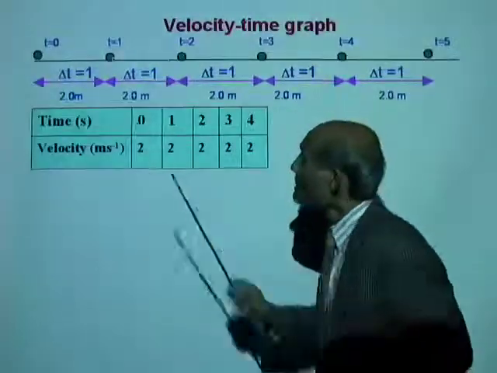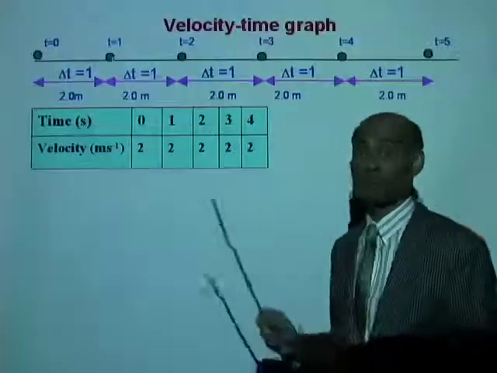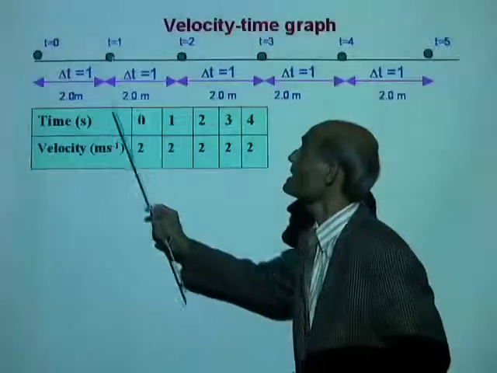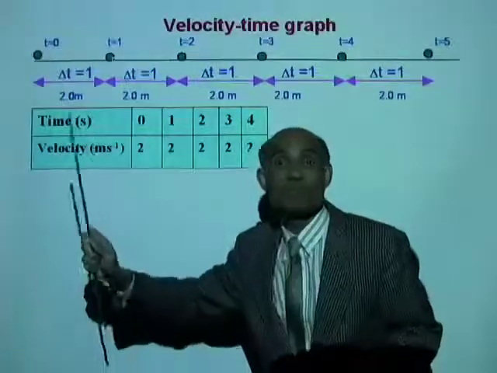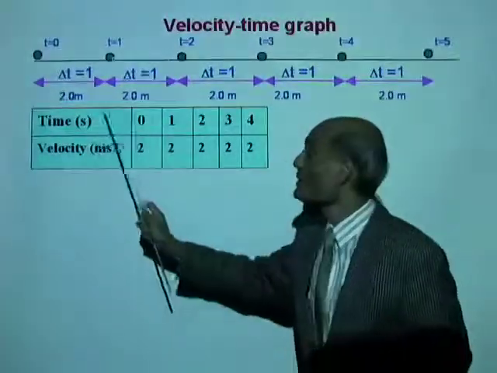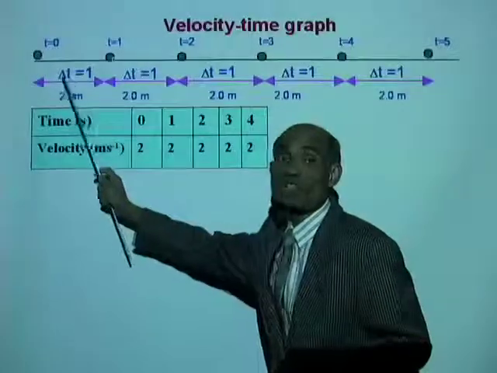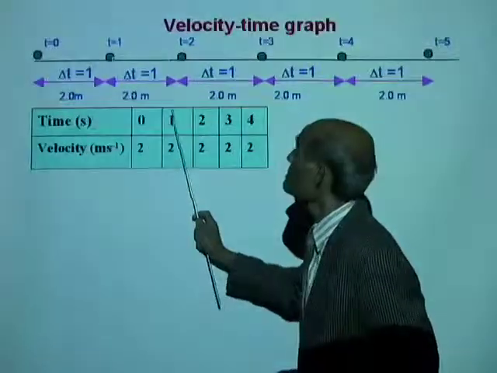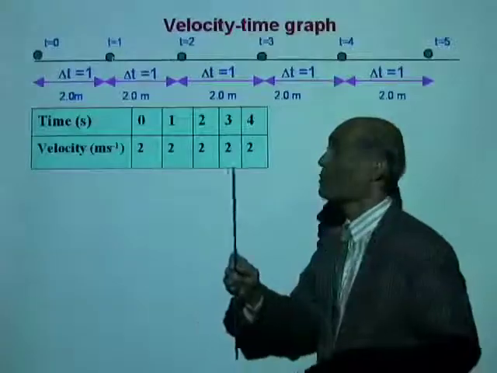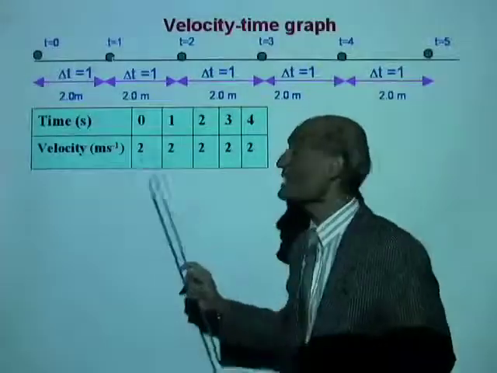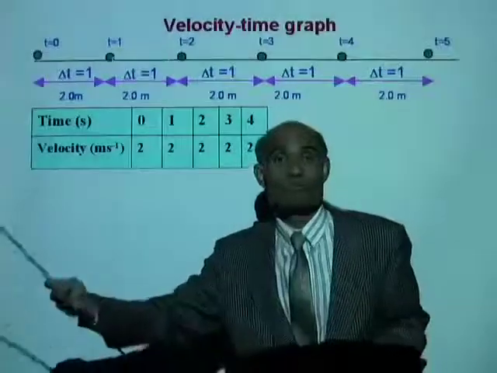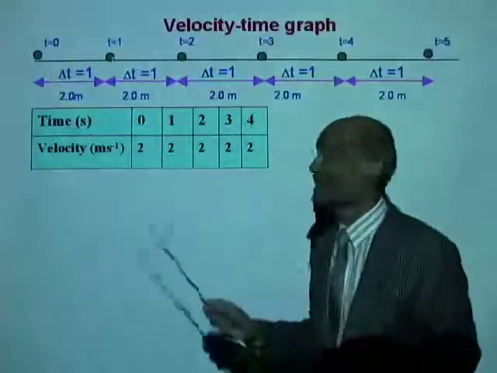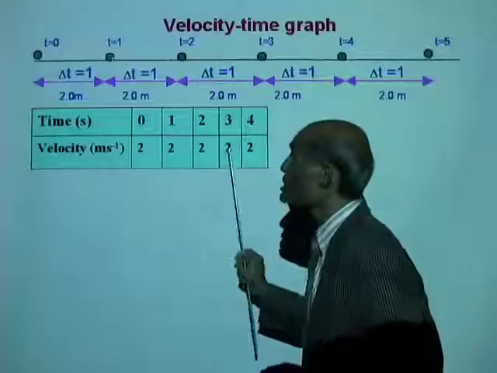And I have prepared a table there for you. When time t equals 0, the velocity is 2 meters per second. In other words, the velocity does not change. When the time is 1 second, the velocity is 2 meters per second. When the time is 2 seconds, the velocity is 2 meters per second. The velocity does not change.